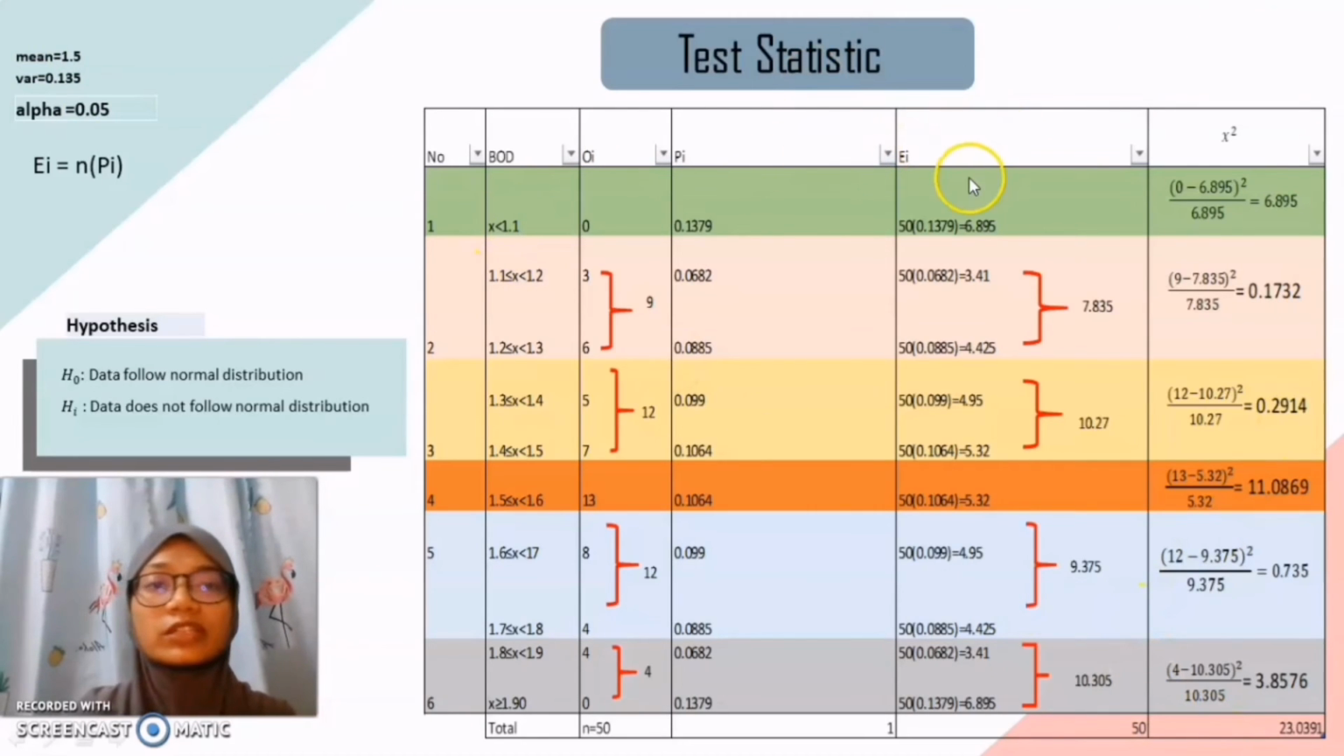How to get the expected frequency is by using this formula or theorem, but it is valid only when the value is at least 5. So this value does not exceed 5. This is why I combine the values. When you combine the values of expected frequency, you must combine the values of observed frequency too, and then calculate chi-square by using this formula.